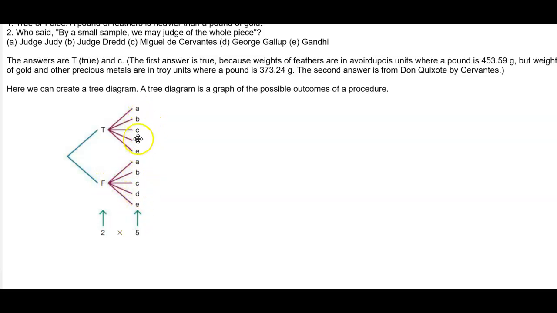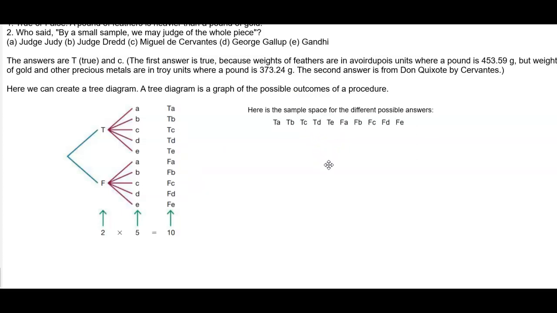That means we have 5 choices for each true or false. So therefore, we end up with TA, TB, TC, TD, TE, FA, FB, FC, FD, FE. That means we have a total of 10. So now that we have a total of 10, we can take a look at how to find the sample space for the different possible answers. So there's our sample space, which is given.